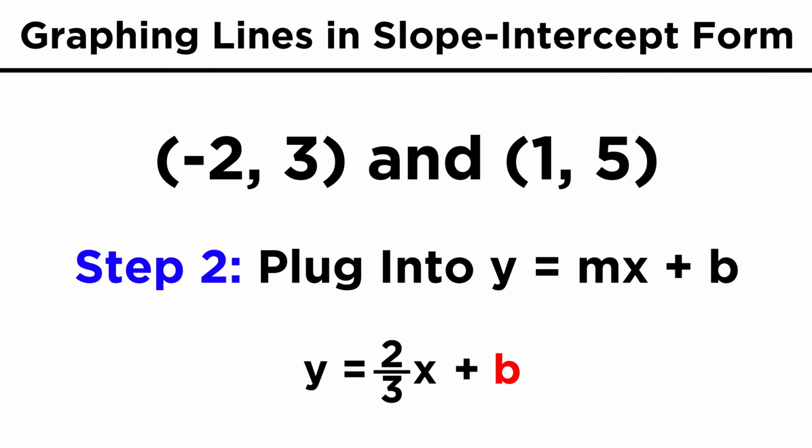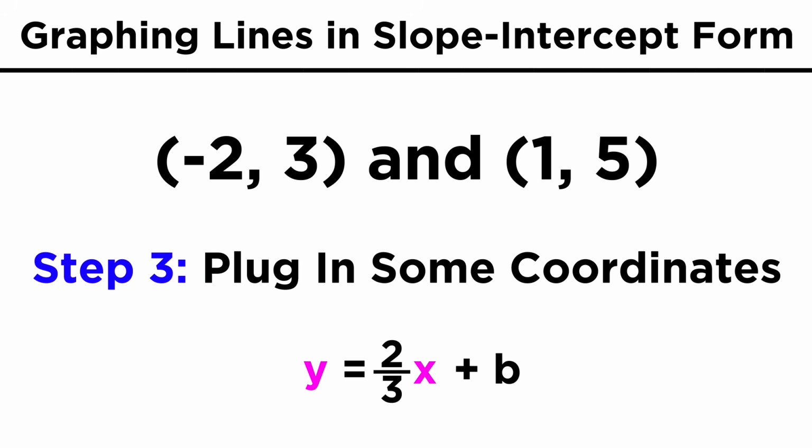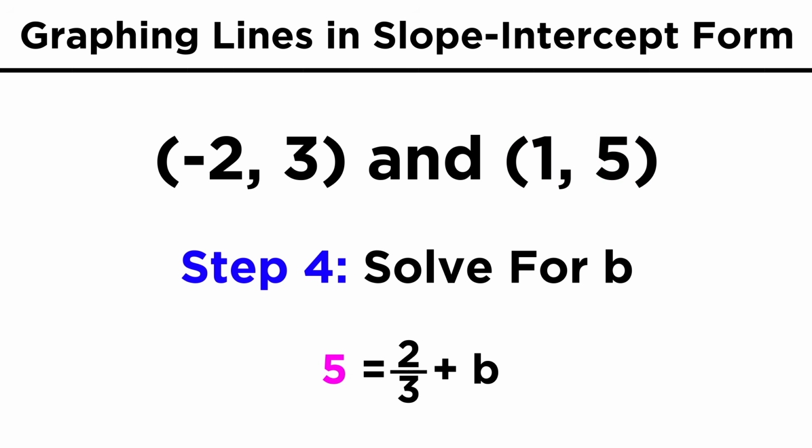Now, how are we going to find b? Well, since this equation relates the x and y coordinates of any point on this line, we can simply plug in the coordinates for any point on this line, and we should be able to solve for b. Let's use 1, 5 as our x and y values. We plug in 1 for x and 5 for y, and we get 5 equals 2/3 times 1 plus b. Let's change 5 into 15/3 and then subtract 2/3 from both sides. That leaves us with 13/3.